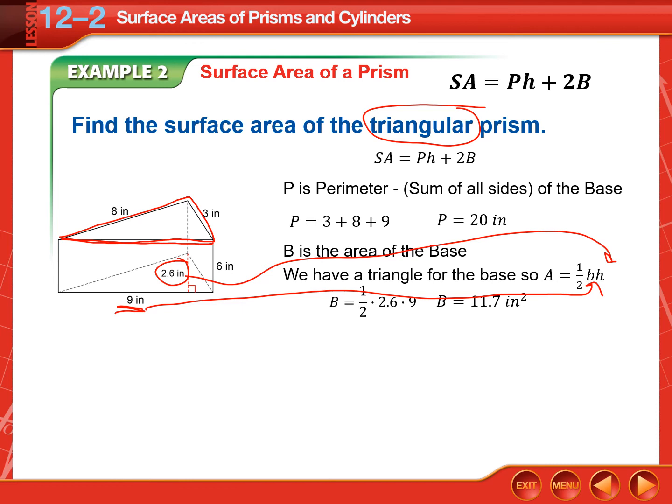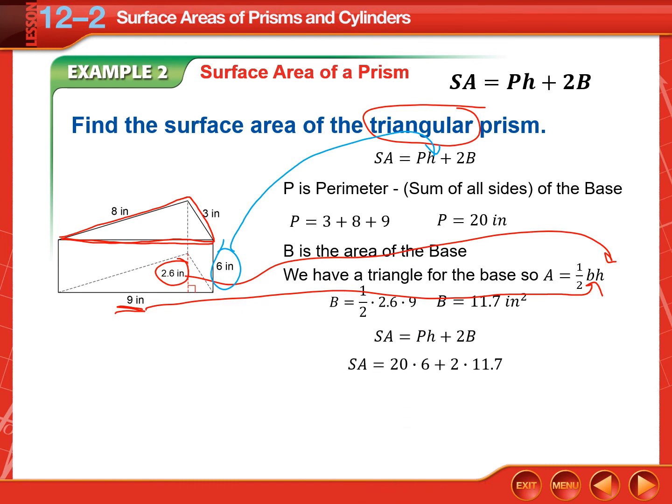All right, so I'm through with B. Now, what is the one number we haven't used? We haven't used that 6. In fact, I'm going to use a color. That 6 will be the height that I have to use in the formula. So there are 2 sets of height. There's the height of a flat triangle, but then there's the height of the actual prism, and you have to keep them separate.